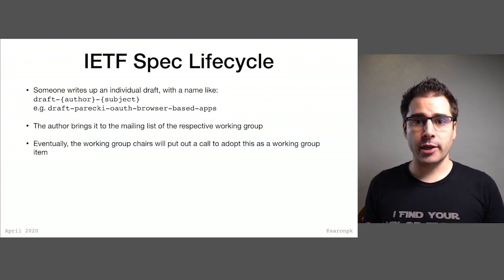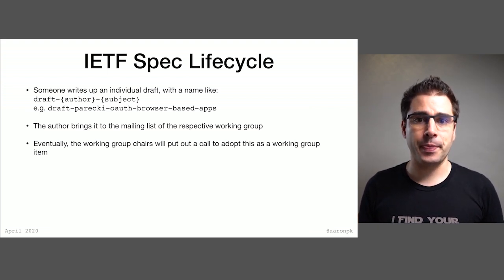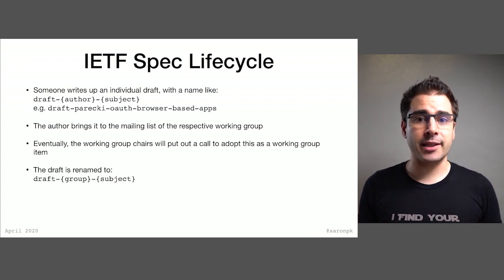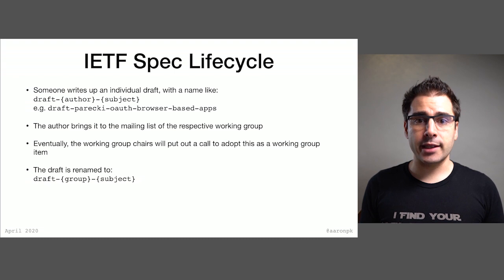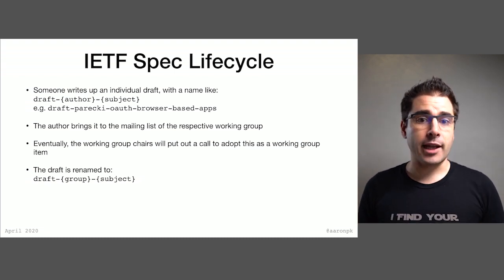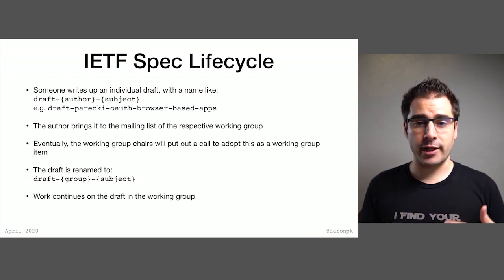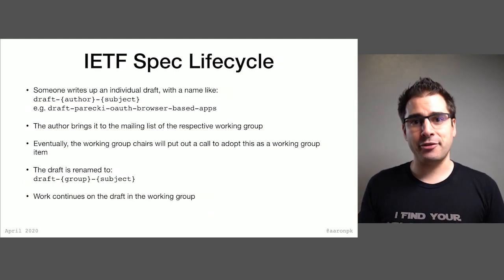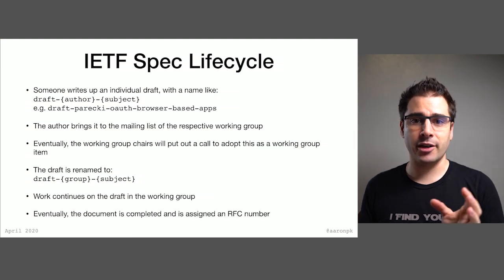Eventually, the chairs of the working group will make a call to officially adopt this as a working group item. If enough people agree, then that draft is officially adopted and it becomes a working group item. And at that point, it's renamed to draft-working group-subject. Now, at this point, work continues on that draft, usually goes through several more iterations, sometimes several dozen more iterations, and eventually, once everybody agrees on the wording in the final document, it is then published as an RFC, and that's where it gets its RFC number.